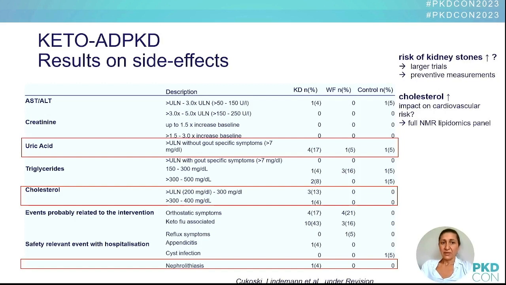Further, we definitely need to think of preventive factors such as citrate supplementation. The other key point is cholesterol, which also went up in the ketogenic diet arm and was also expected from published data. But figuring out whether this effect is transient will be important for evaluating of long-term ketogenic interventions.